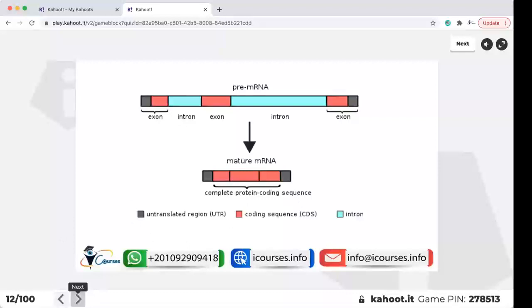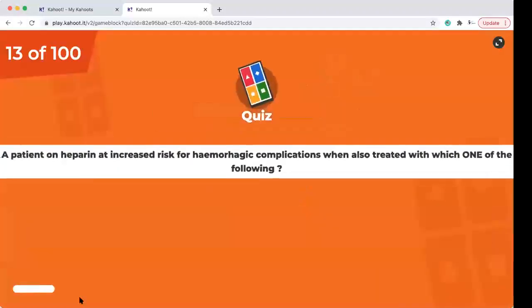So I hope that this is clear. I know that this is unexpected in the context of a clinical exam, but the ICO doesn't make a big difference between what's clinical and what's basic. Okay, let's move now to the next question.